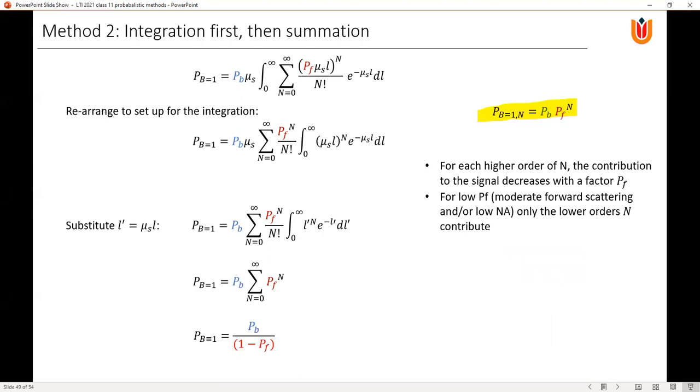Yeah, that was the point that I wanted to make about this intermediate equation. For each higher order of n, where n is the number of forward scattering events, the contribution to the signal decreases by a factor pf. For low pf, so for moderate forward scattering, with low g values of the phase function, the lower orders are the only ones that really contribute to that signal.